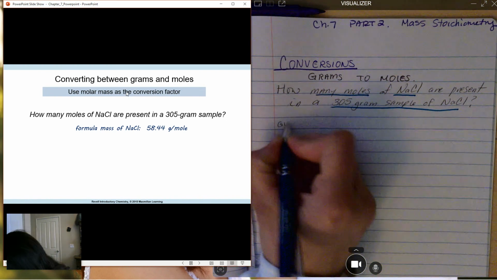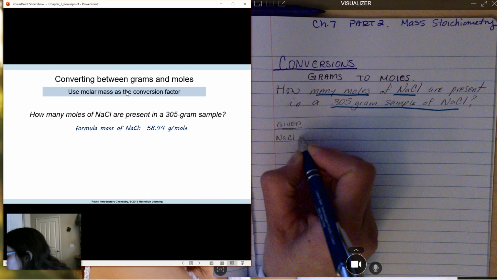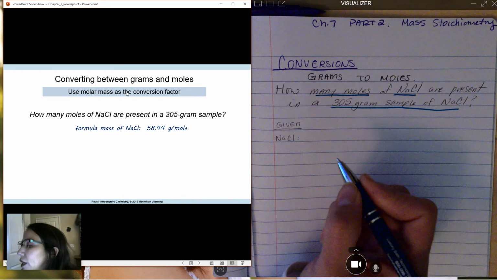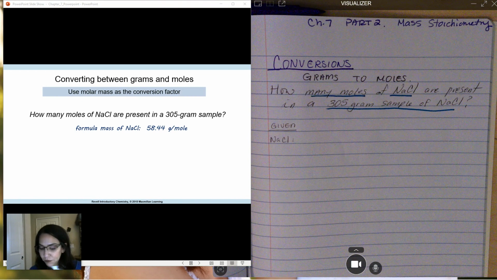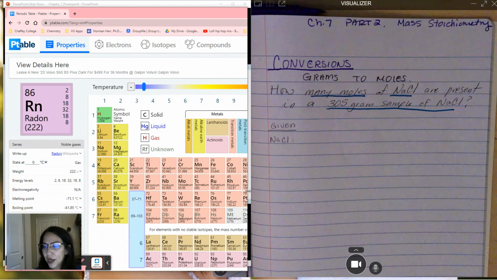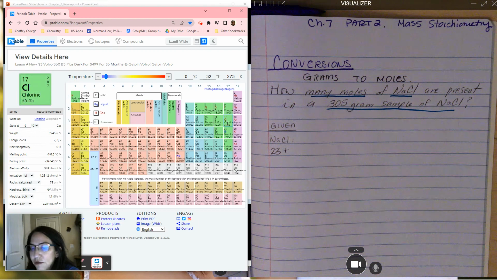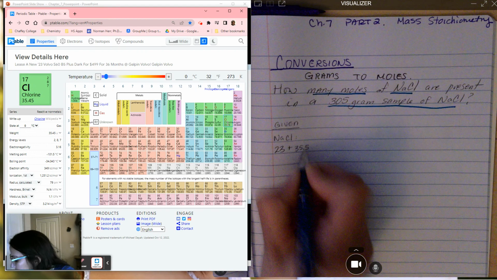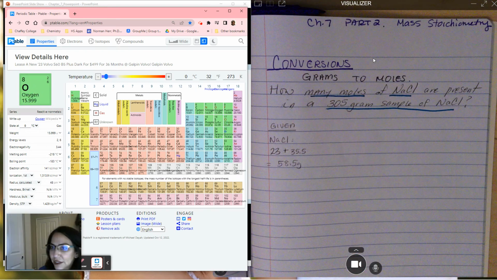Given the following, we're given the molecule's name. We know that we have sodium chloride. Every time they give you some sort of molecule, you always want to take the formula mass of that molecule itself. So we're going to look at a periodic table. We have sodium, which is 22.9, and I'm just going to round it up to 23, plus chlorine, which is 35.45, and I'm just going to say it's 35.5. This gives us a mass of 58.5 grams. So that's the formula mass, right?